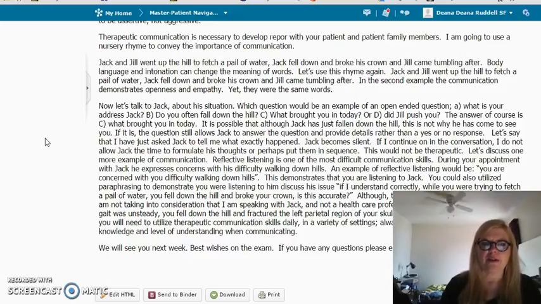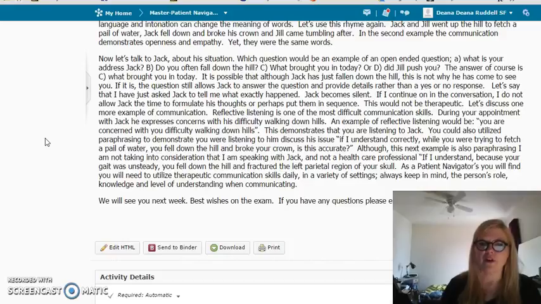Let's discuss one more example of communication. Reflective listening is one of the most difficult communication skills. During your appointment with Jack, he expresses concerns with his difficulty walking down hills. An example of reflective listening would be, you're concerned with your difficulty walking down hills. This demonstrates you are listening to Jack.